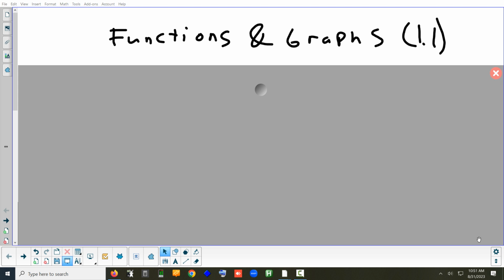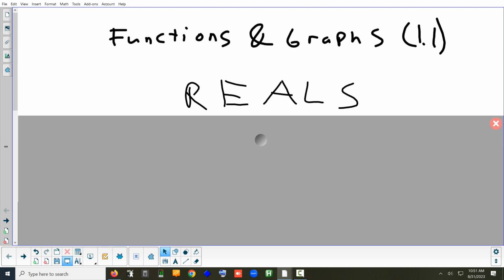So we're going to start out looking at section 1.1. It's on functions and graphs. We'll talk about different kinds of numbers, like what do you call an integer, what's a real number, whole number, that kind of stuff. A little bit on coordinates, a little bit on the calculator with graphing. There's a lot of different topics in this section.